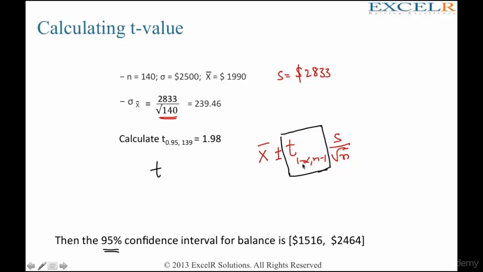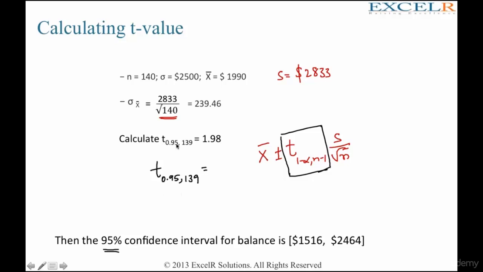So t, 1 minus alpha is 95%, which is 0.95. And n minus 1 is sample size minus 1. Here it is 140. So 140 minus 1 would be 139. And how do I calculate this?